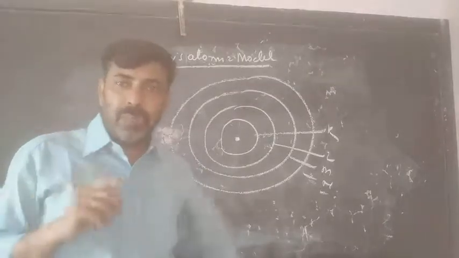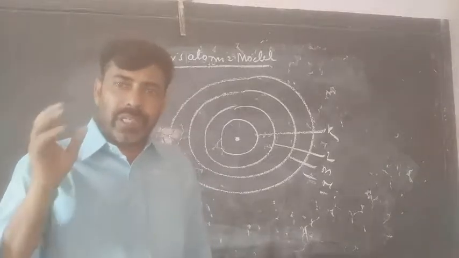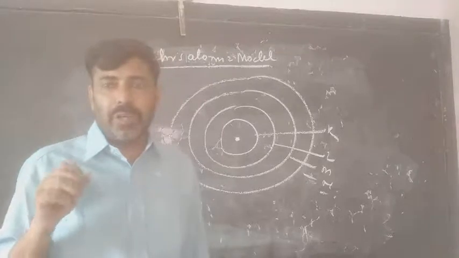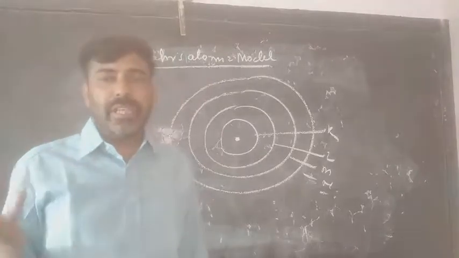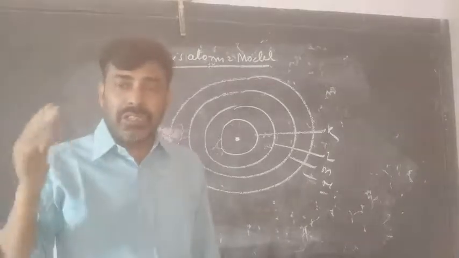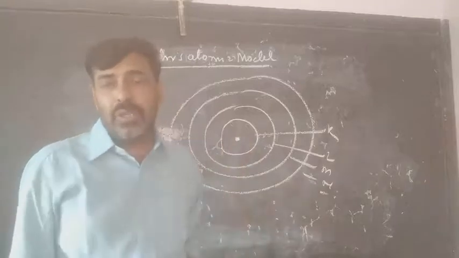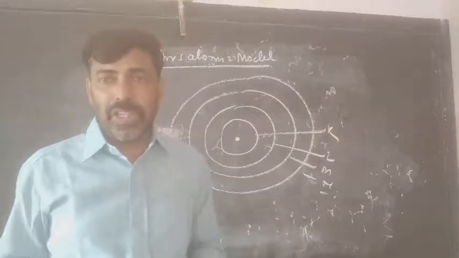In Bohr's atomic model, we have said that according to Maxwell, when any charged particle moves with accelerated motion, it emits radiation. And because of the emission of radiation, the energy of the electron becomes less and the electron finally collapses into the nucleus. That is, the destruction of the atom takes place.